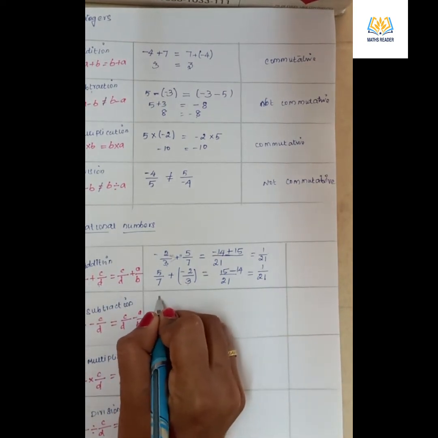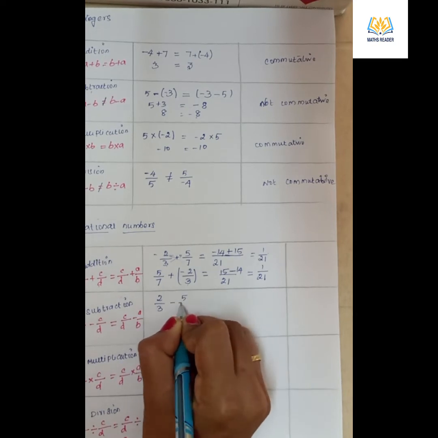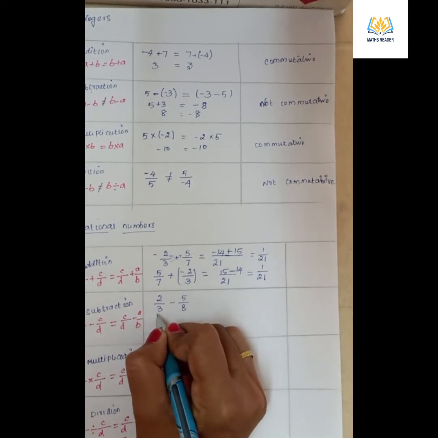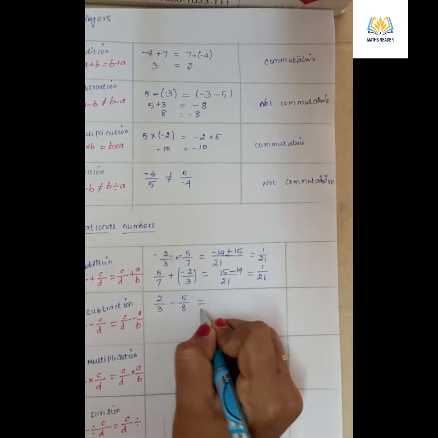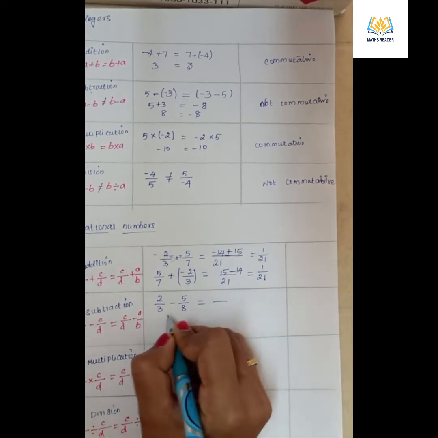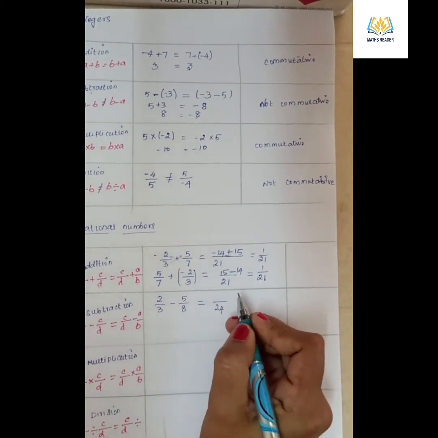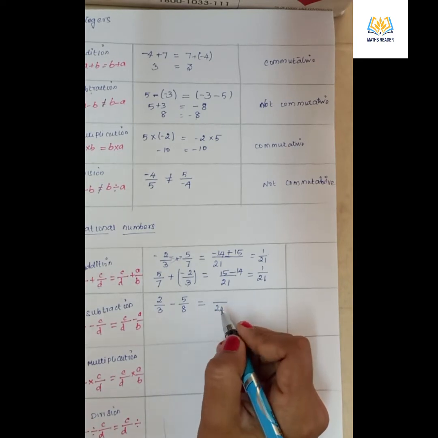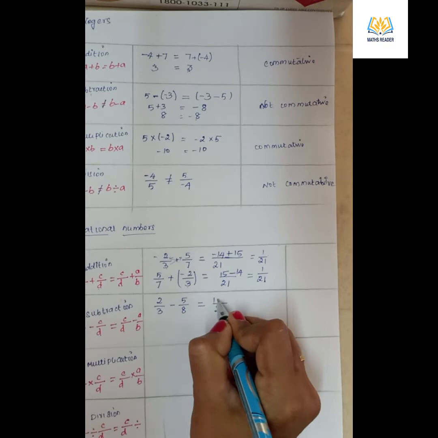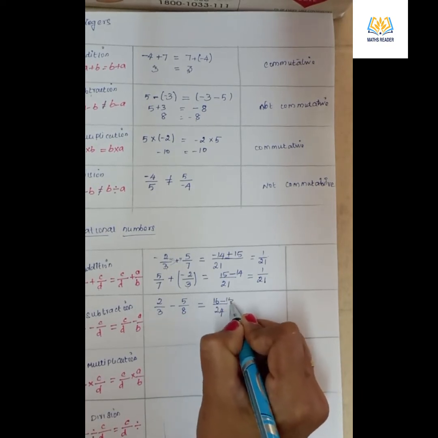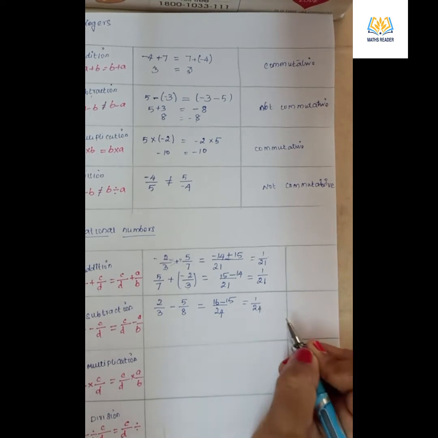Next, subtraction. 2/3 minus 5/8. a/b minus c/d is equal to, the denominator LCM is 3 8s are 24. So cross multiply: 8 2s are 16 minus 15, 3 5s are 15, which is equal to 1/24.